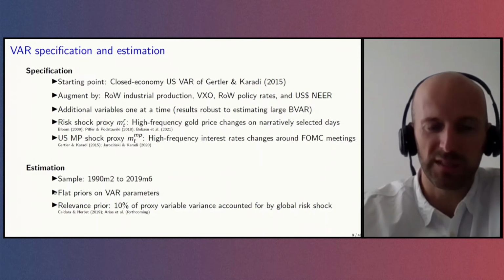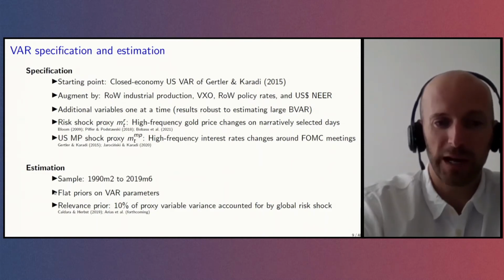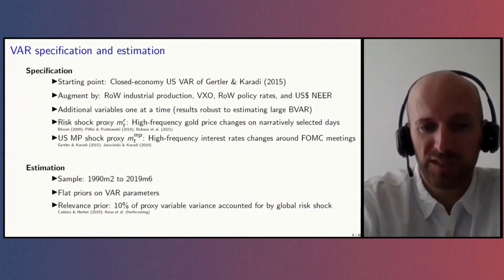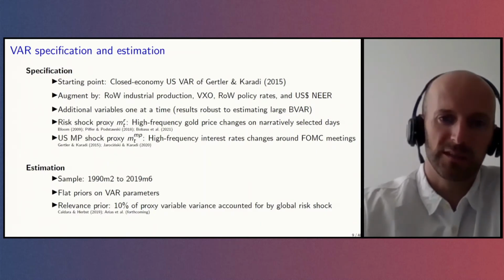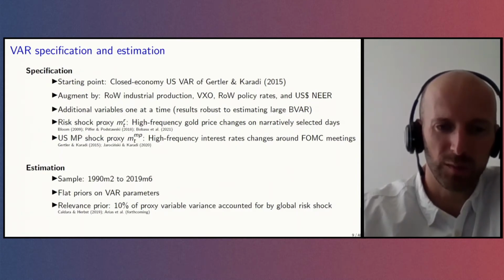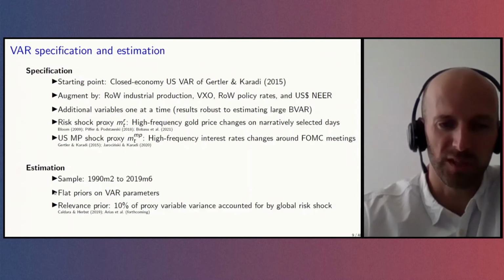And we impose this, at least in our baseline, relevance prior that can address the issue of weak instruments by assuming that 10% of the proxy variable variance, these high frequency gold price changes, is accounted for by the unobserved structural shocks. The reason we do this is really not so much because our results depend on this. Actually, they are hardly distinguishable from the case when we don't impose this relevance prior.